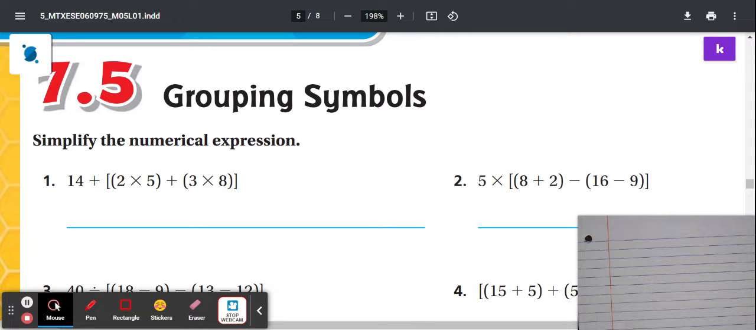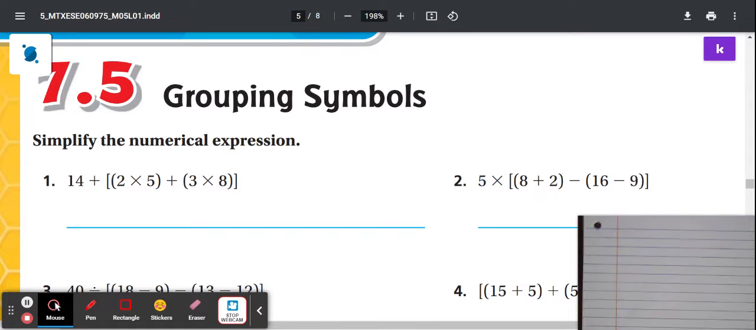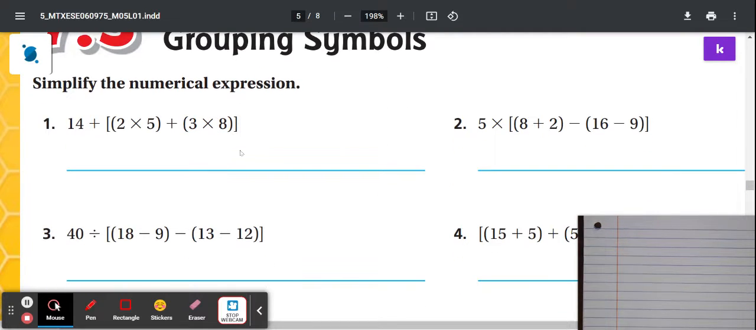Hey everybody. Okay, so for tonight's homework, you're going to see that it is 7.5, grouping symbols. We did the first one in class and we did a couple of them extra. On your paper, you can see right down here in this corner for number 1. I want you to get into the habit of saying the numbers out loud.